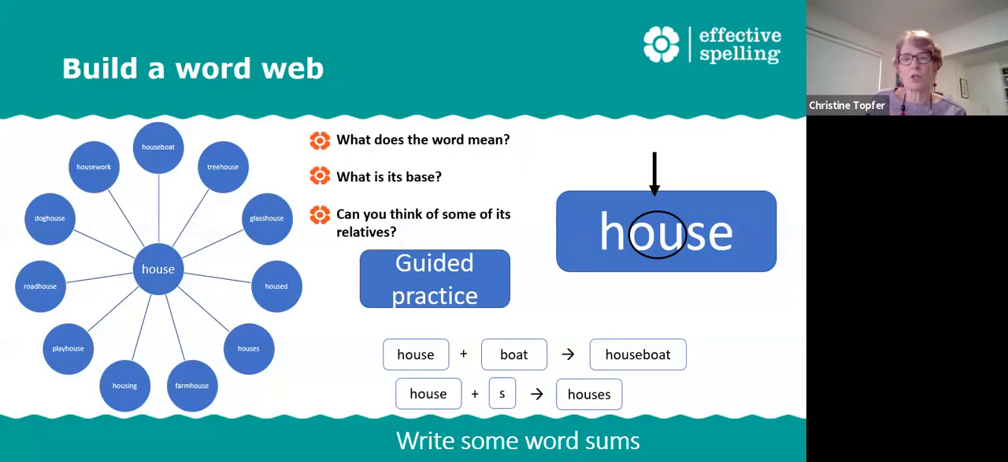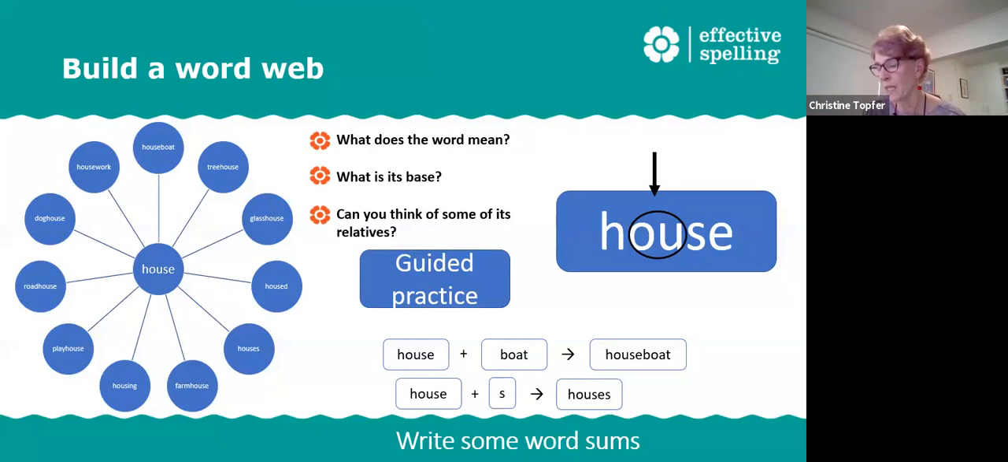Then they moved on to some guided practice, and in the books you'll find that in our sample units we have guided practice, but also at the end of the sample there's a whole lot of other activities that you could use as things that you might do. Some of the very common ones are things like building a word web, or writing them into sums.